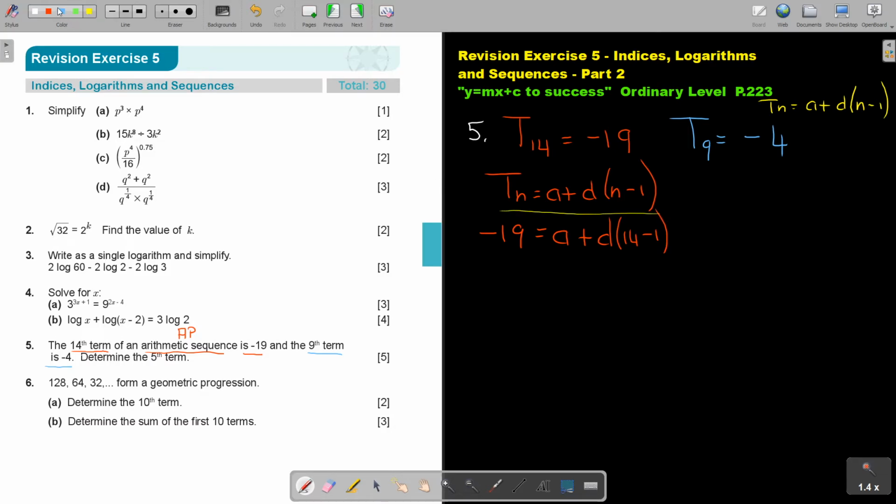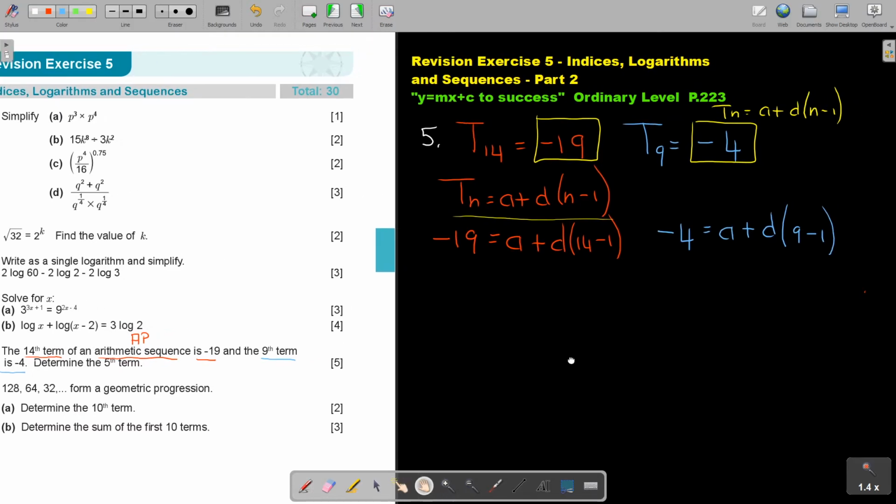Okay. Now I'm going to put 9. Now, negative 4. What is Tn? It's negative 4, the 9th. That's the number on the back or in front. So negative 4, and then it's going to be again a plus d. And now, what is the position? 9. And now I'm just going to simplify.